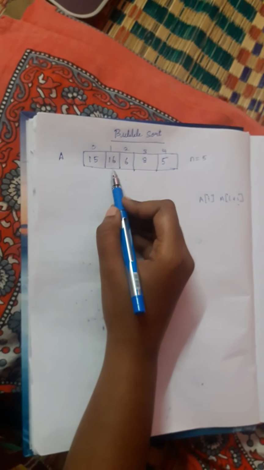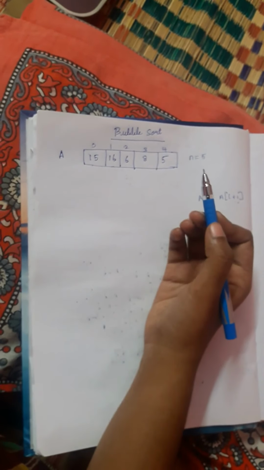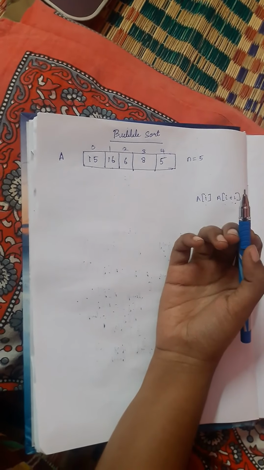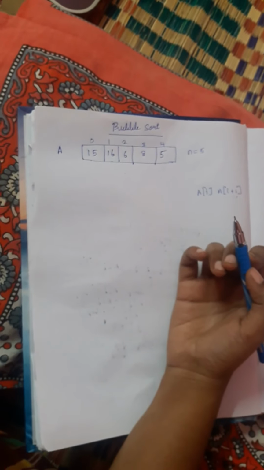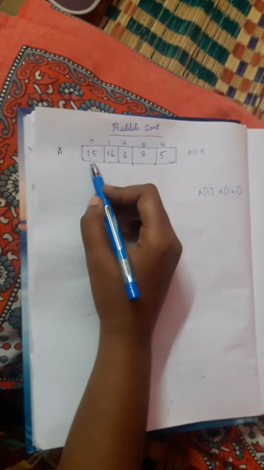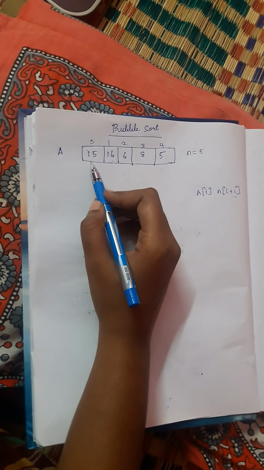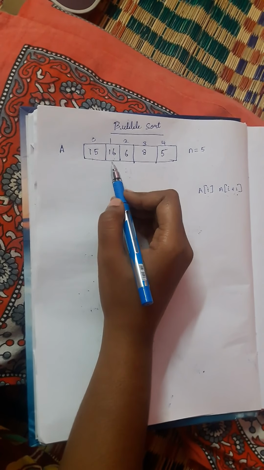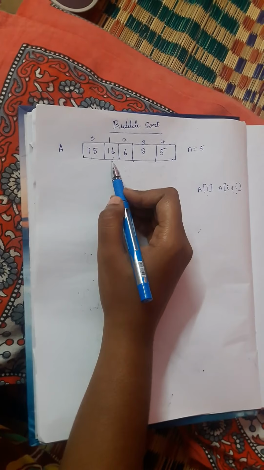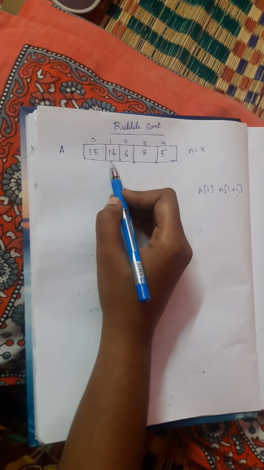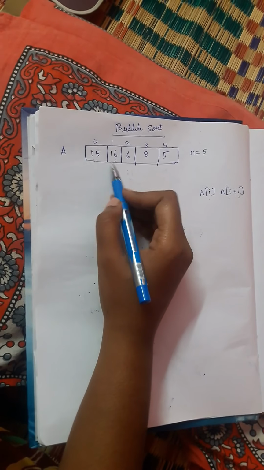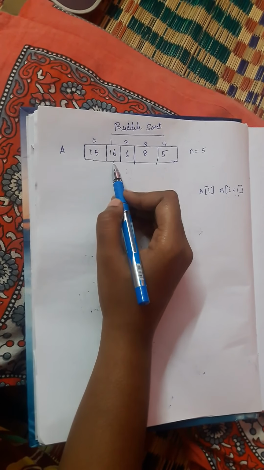If they are in the correct order, and correct order means they are in ascending order, arranged in sorted order, then we don't need to shift those two elements. Suppose I am taking the first element 15 and comparing it with 16. 15 is smaller than 16, so I don't need to swap these two elements. Next I will go to this place.